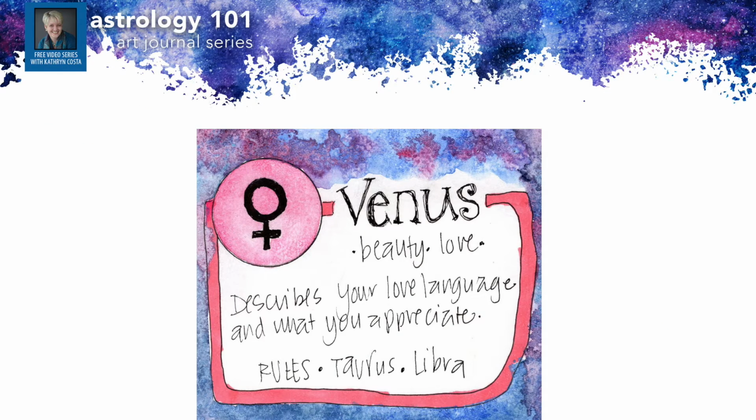The planet Venus is seen early in the morning in the sky and in this sense gives birth to the day. She was therefore a feminine planet and associated with love and fertility. The Greeks know her as Aphrodite. Venus describes your love language and what you appreciate. She rules Taurus and Libra. Both of these signs, what's characteristic of them is being very sweet, very gentle, very kind, and both of them have a great appreciation for beauty.